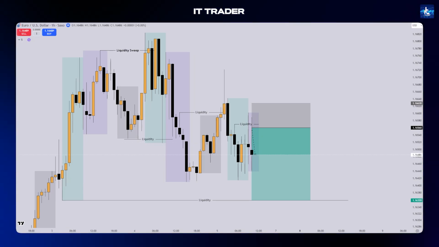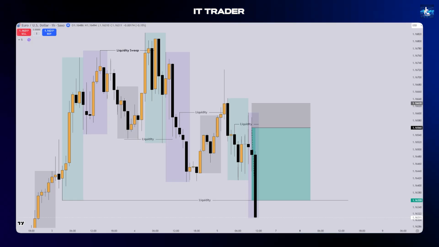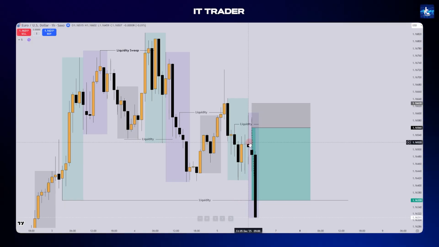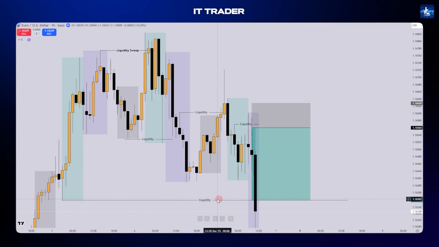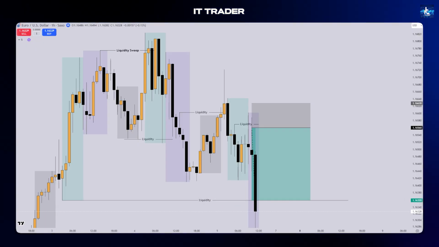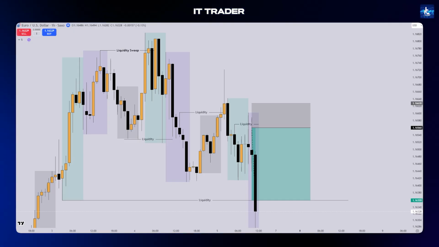For now, it's important to remember one thing. This is how the algorithm works. First, the market takes the liquidity pool. In other words, it runs the stops, and only then moves the price in the opposite direction. This is the foundation without which it's impossible to understand the logic of price movement.